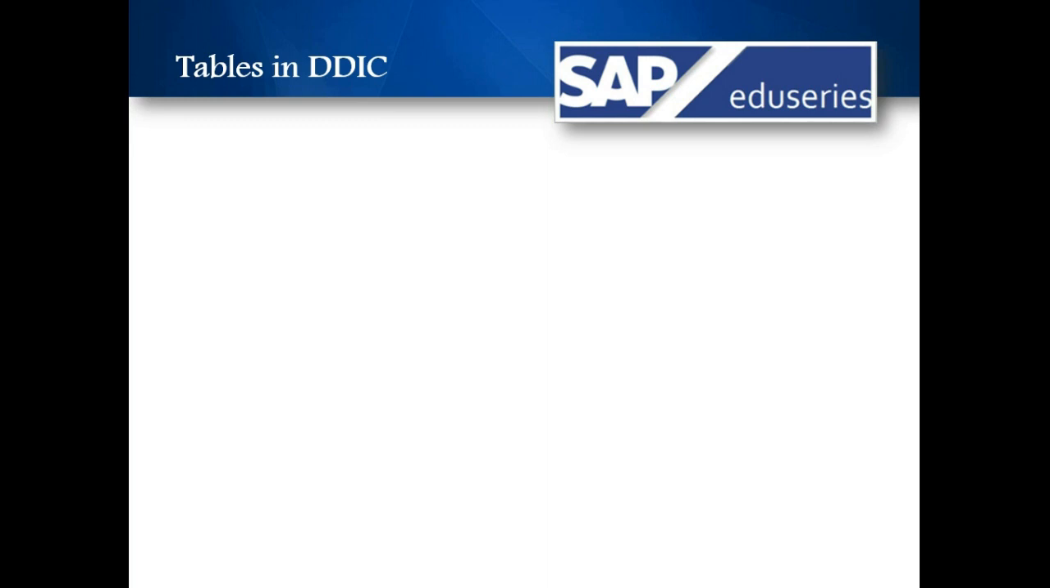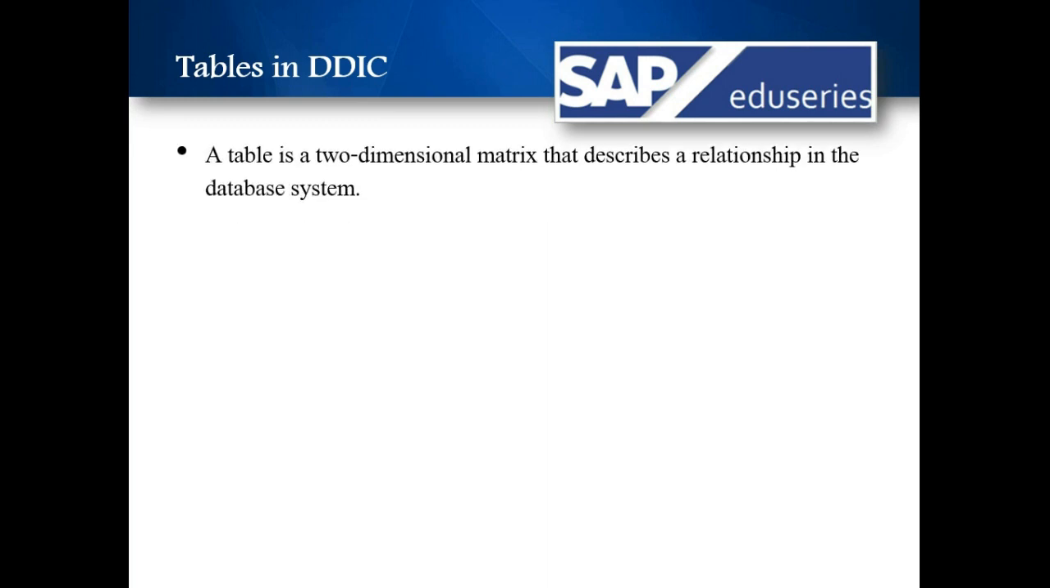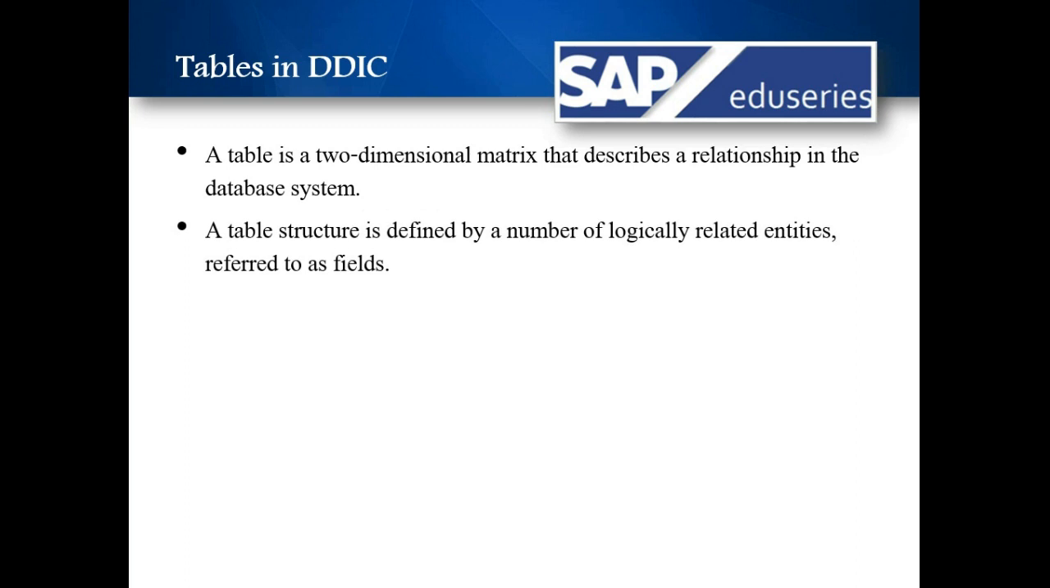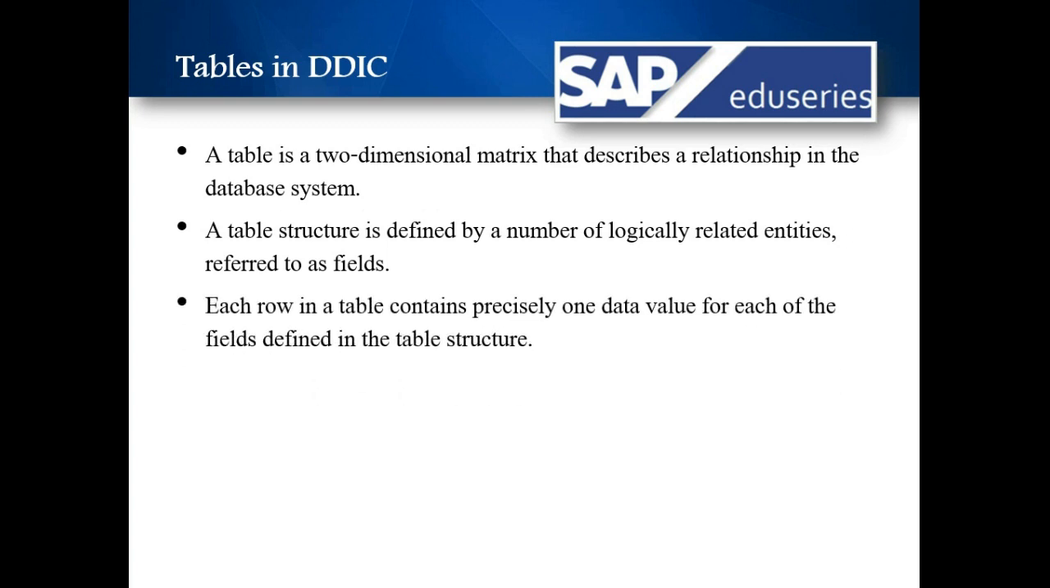Tables in DDIC. A table is a two-dimensional matrix that describes a relationship in the database system. A table structure is defined by a number of logically related entities, referred to as fields. Each row in a table contains precisely one data value for each of the fields defined in the table structure.